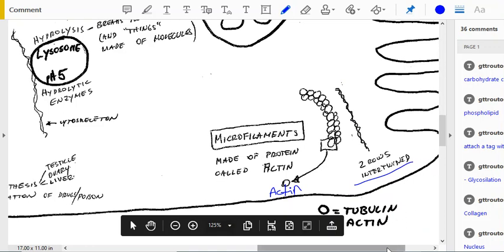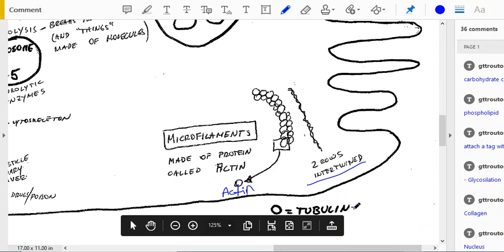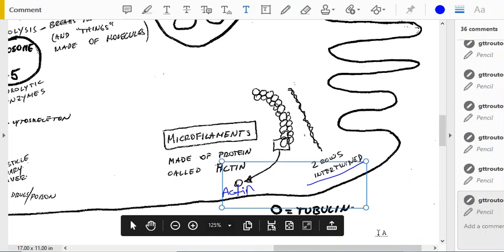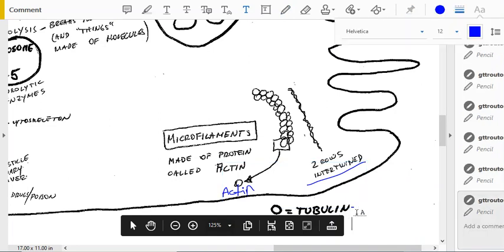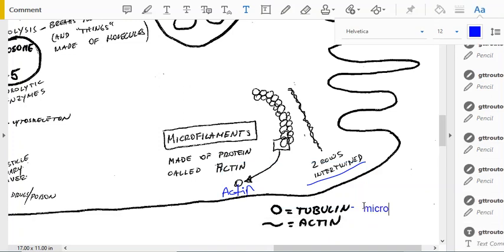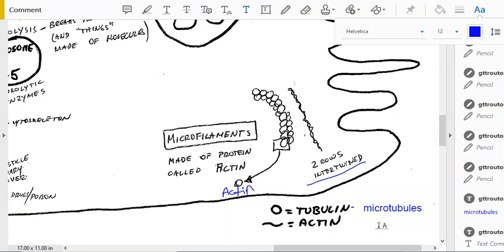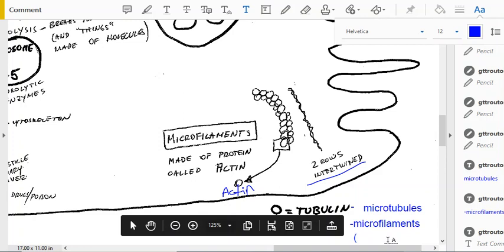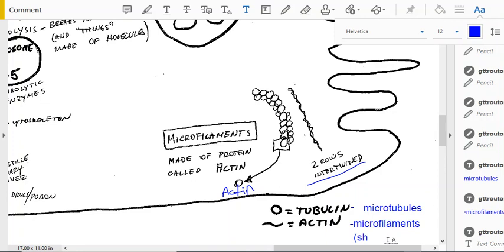So down here, let's label this tubulin as a reminder. Tubulin is going to make microtubules. And actin is going to make microfilaments. And also, that's going to be responsible for helping hold the cell shape.